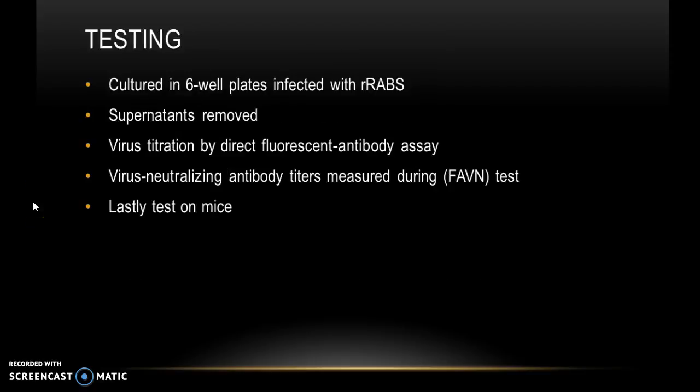In this study, to test the street rabies virus, they put 6 cultures in plates infected with the rabies virus, and they removed the supernatants. They created a titration by direct fluorescent antibody assay, and the virus neutralizing antibody titers were measured during the test. What this really means is they were looking to see how many antibodies were reacting or not reacting to the rabies virus. Once that was confirmed, they lastly tested on mice.